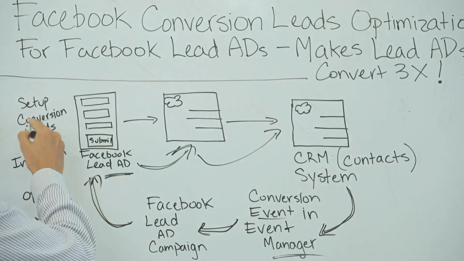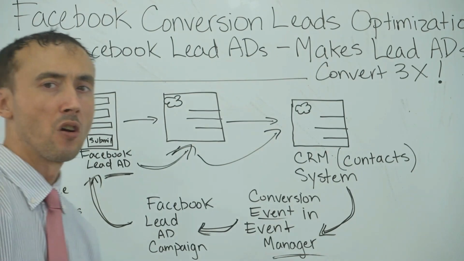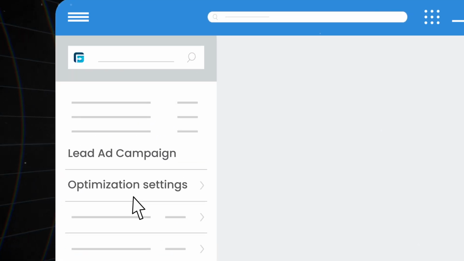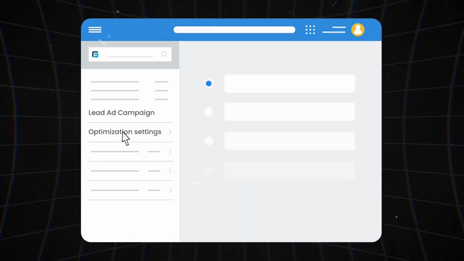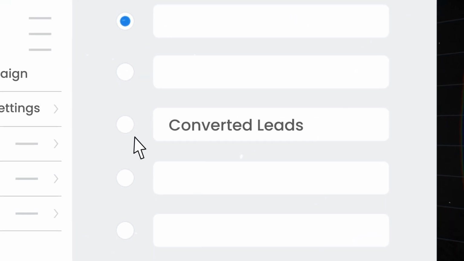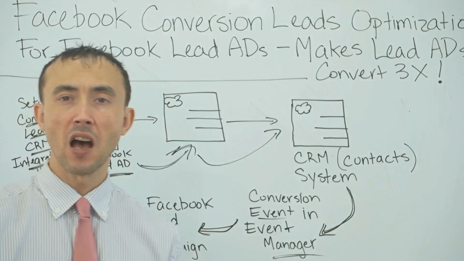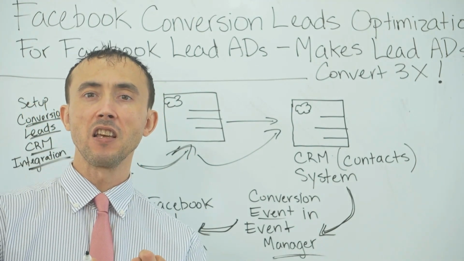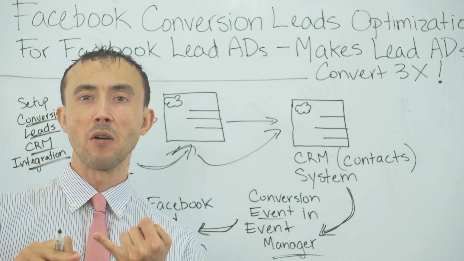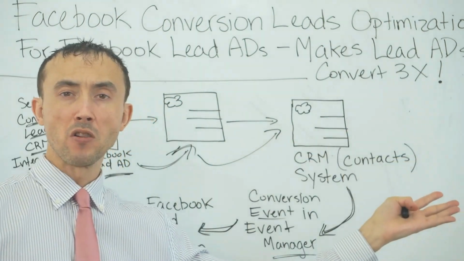So to do this, you need to set up the Conversion Lead CRM integration before you can go ahead and do this. Once you go under the optimization settings in that lead ad campaign, you'll see an option there that says converted leads, okay? You can select that. Now your campaign's set up to optimize for converted leads that have converted into a lead that was qualified, like I was saying you could do before, or to optimize for purchases.